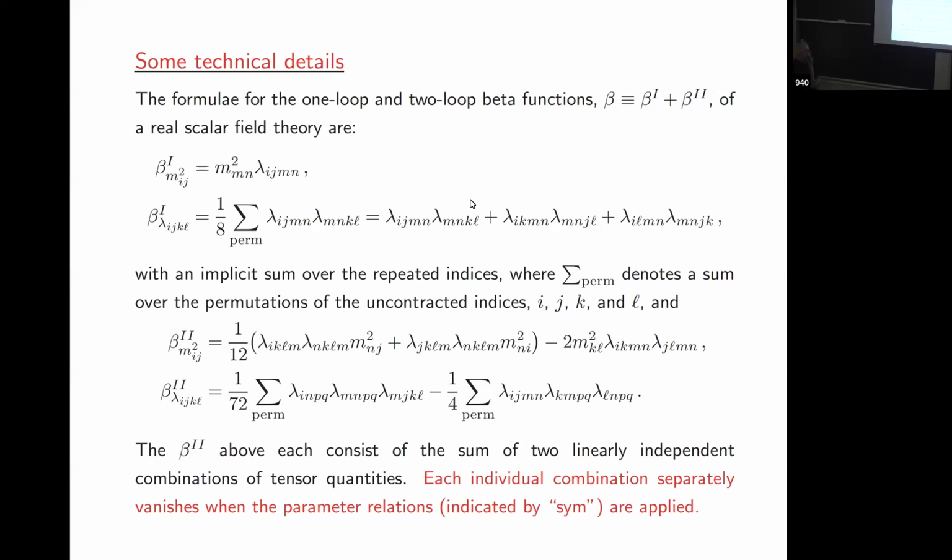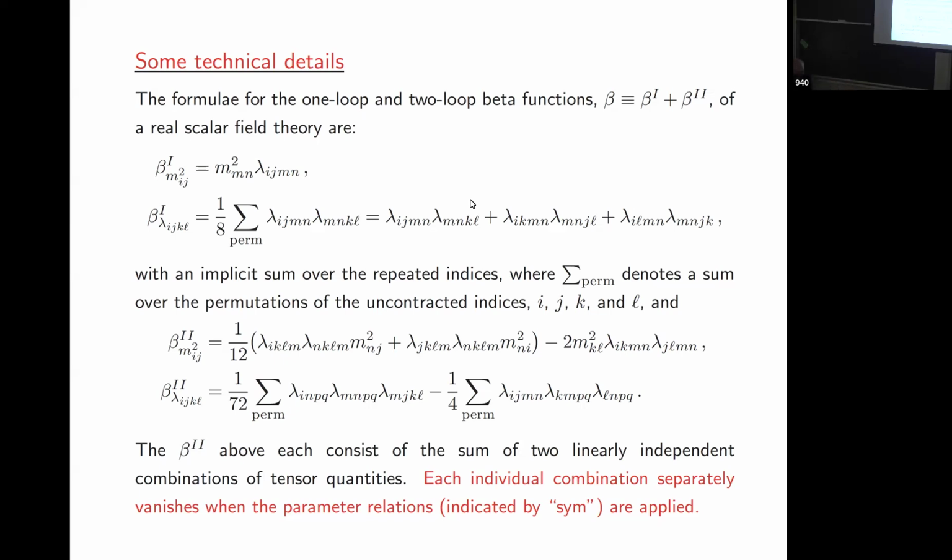Now, one thing that will be of interest to us a little later on is when you find that, say, the two loop beta functions are 0 when you impose the symmetry conditions on the parameters. Notice that this guy here is the sum of two different terms. These are linearly independent tensor structures. And so when you find that this is equal to 0, what you also find is that this guy is separately 0, this guy is separately 0. And same here. This guy is separately 0, and that guy is separately 0.